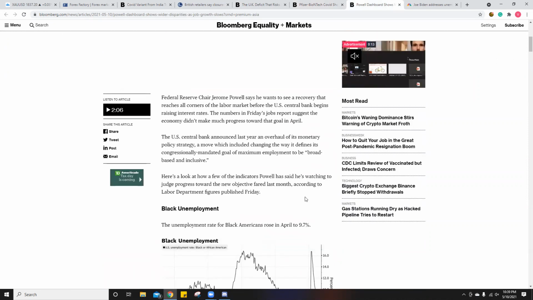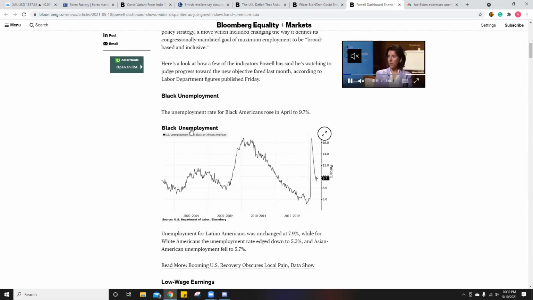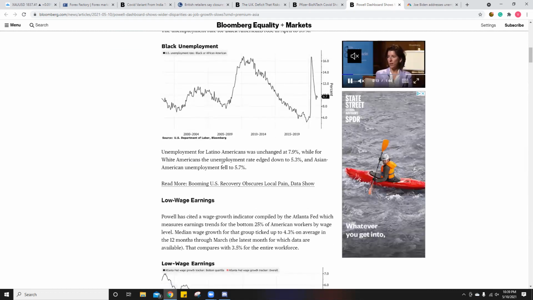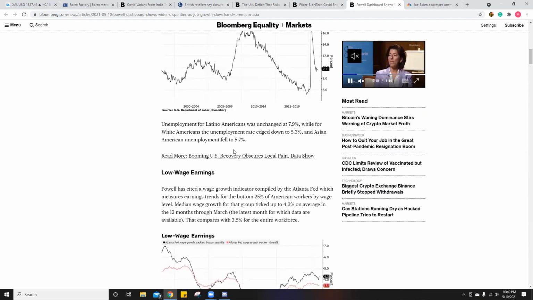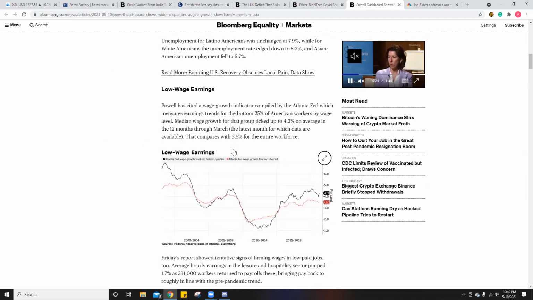Now this article is interesting to me because it tells you exactly what the Federal Reserve is looking at. So if you're trading any pair that has the US dollar in it, or even gold, for example, this is the article you want to look at, because it's telling you exactly what the Federal Reserve Chair is looking at. They're looking at, for example, Black unemployment levels, unemployment for Latino Americans as well, white Americans, Asian American employment, and they're also looking at low wage earnings.